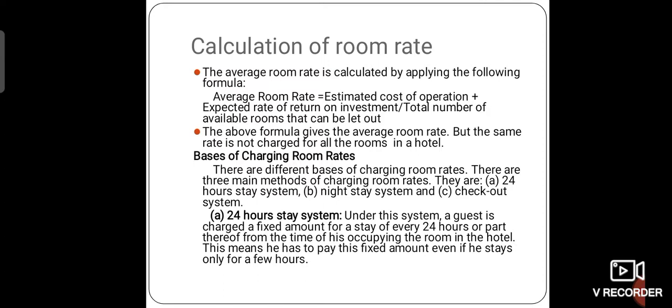Okay, and next is calculation of a room rate. How to calculate the room rate? The average room rate is calculated by applying the following formula. Average room rate is equal to estimated cost of operation plus expected rate of return on investment divided by total number of available rooms that can be let out. Okay, so this is the formula for calculation of a room rate. Average room rate is equal to estimated cost of operation plus expected rate of return on investment, whole divided by total number of available rooms that can be let out.